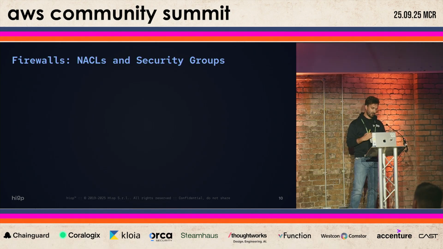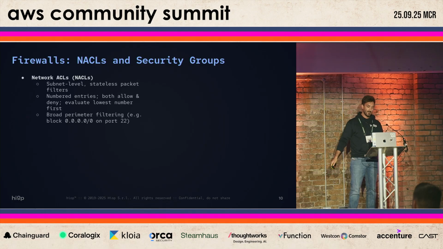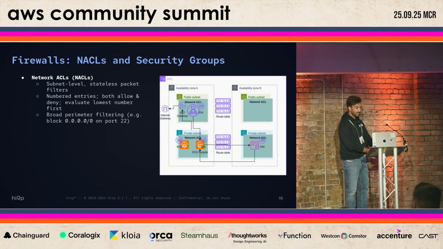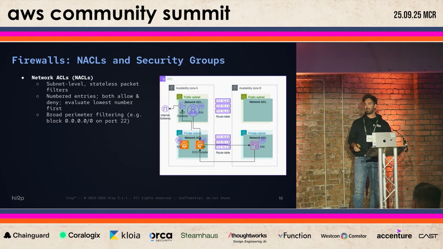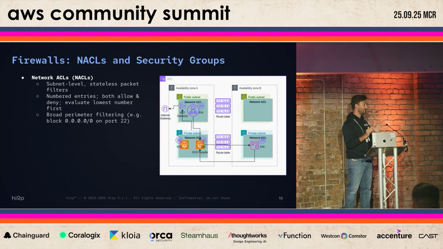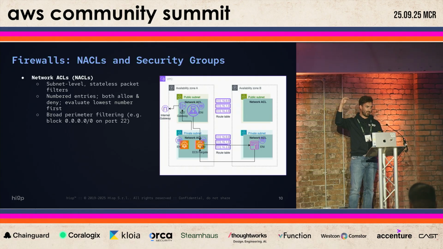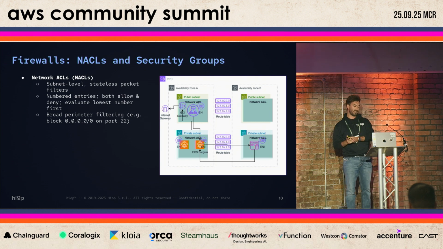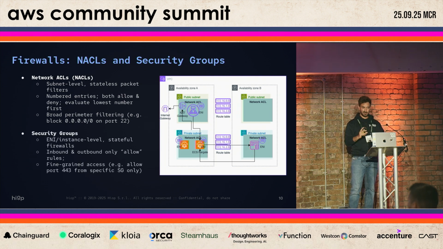How did AWS convert the traditional firewall concept inside their cloud environments? First with network ACLs, access lists, that basically are firewalls at the subnet level, stateless, and also have numbered entries, like a traditional firewall. You could allow or deny, ordered by the lowest number first, specific IP addresses or IP ranges, and specific ports.